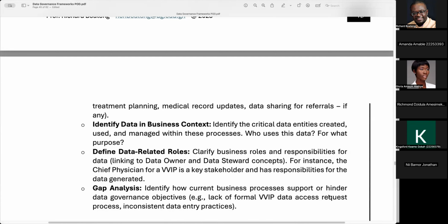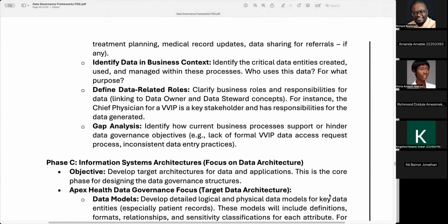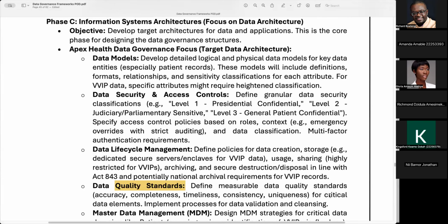Phase C, information systems architectures, with a really deep dive into the data architecture component. This sounds like the core of it for DG. It is a core phase for embedding data governance architecturally. Here, the team designs the detailed target data architecture.